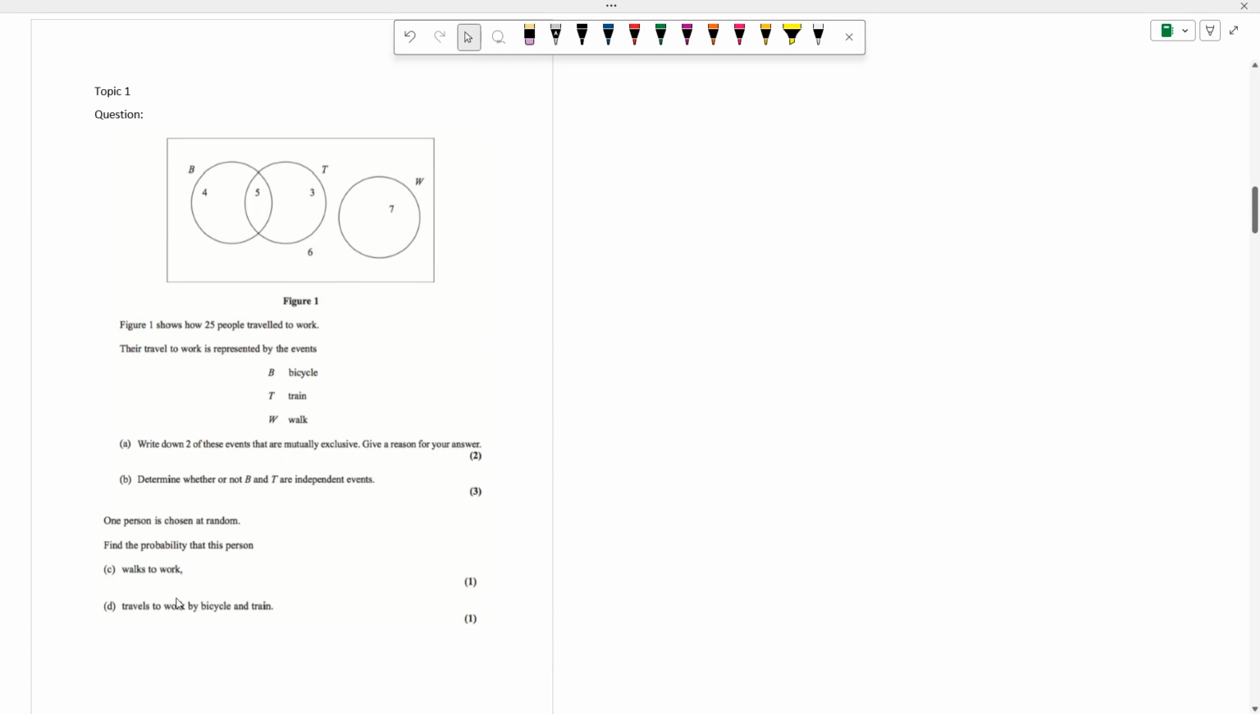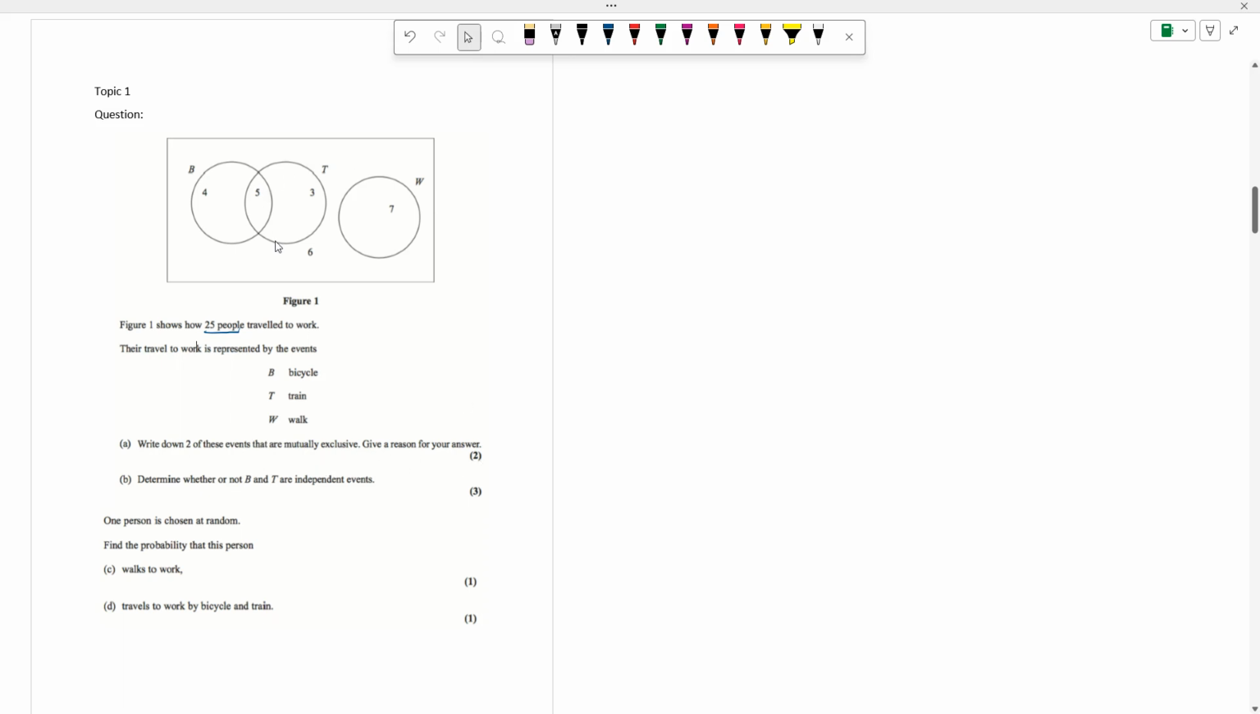So question 1, we've got quite a lot of information on this first bit. I've got B, T, and W. Figure 1 shows how 25 people, so all these numbers should add to 25, travel to work. Their travel to work is represented by either B for bike, T for train, or W for walk. So I've got B, T, and W there, and I've just got a bit of an overlap between B and T. Write 2 of these events that are mutually exclusive. Give a reason for your answers.